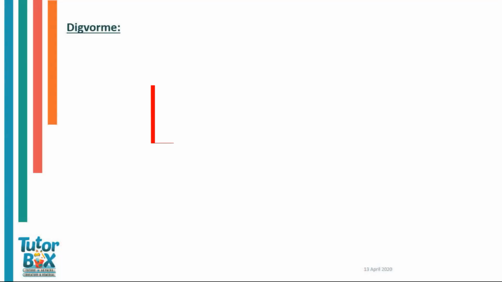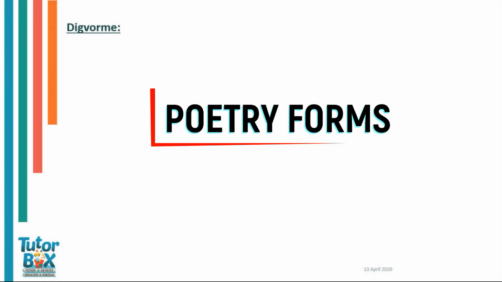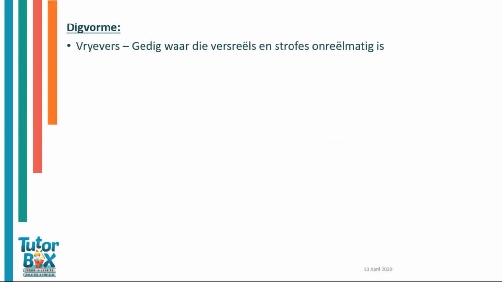Okay, now we have the digvorme, your poetry forms. Vrye vers. Okay, so that's free verse. Gedig waar die versreëls en strofes onreëlmatig is. Okay, so that is when the paragraphs and the sentences and everything is just whatever they want. They don't follow a specific rule.